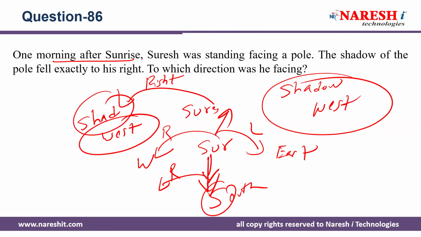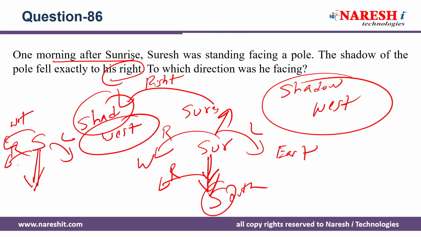Shadow always falls on west, guys. In this question, they're telling the shadow falls on the right side. That means Suresh's right is west. That means if Suresh's right is west, Suresh is looking down. Then only this part will be right, this part will be left. You cannot understand from the diagram. You need to imagine, think. If your right is west, left is east, that means your face is down. Down means you're facing towards south.